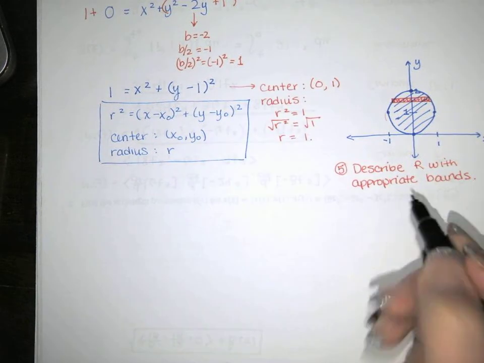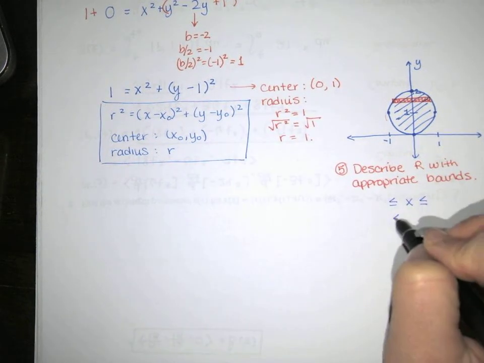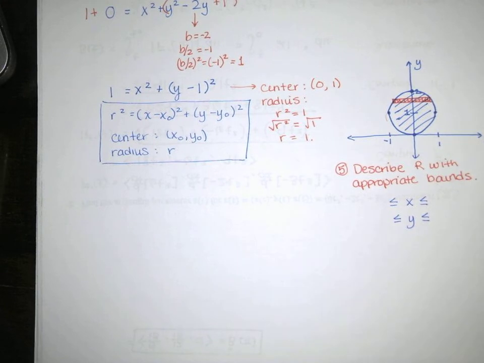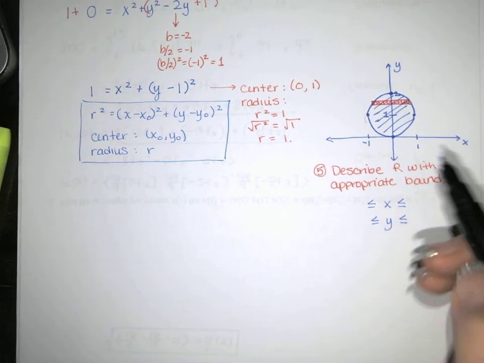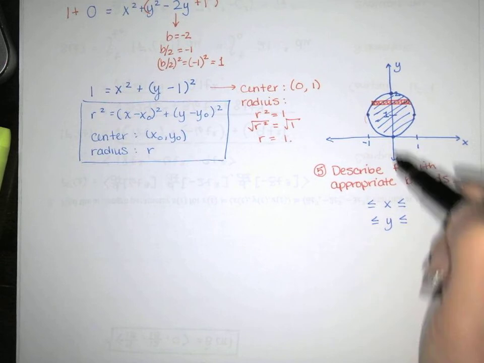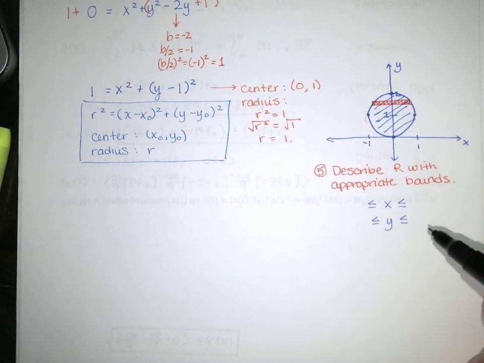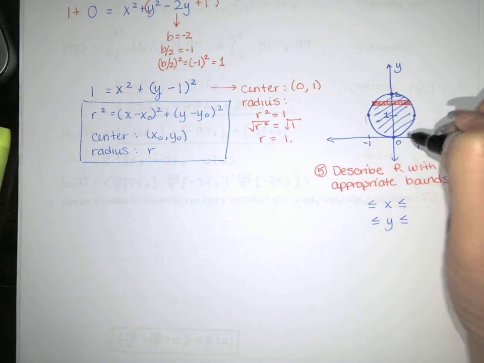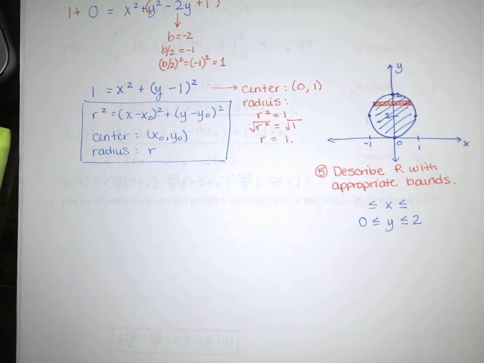So we can let x go from a function of y to a function of y and let y go from a constant to a constant, or the other way around. I have decided to do it in that order. I want x to go from a function to a function and y will go from a constant to a constant. So let's do the constant bounds first because it's easiest. y starts at 0 and ends at 2. So our bounds for y are 0 and 2.